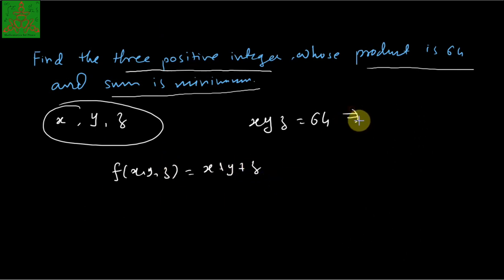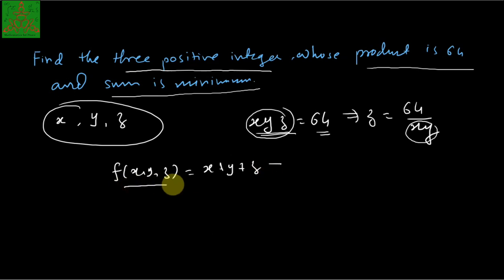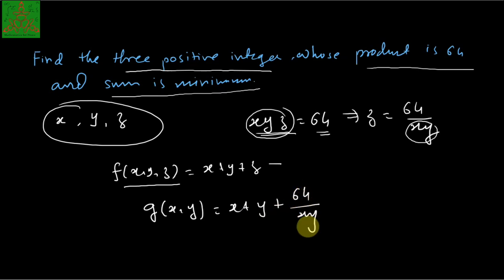Now due to xyz equal to 64, we'll have z equal to 64 by xy. Since these are positive integers, there is no chance that xy is 0, so all these numbers are non-zero and that's why we can divide. If I substitute this value here, the function is converted into a two-variable function. I denote the new function as g of x, y, which is x plus y plus 64 by xy, by putting the value of z as 64 by xy. Now the question is to calculate at which point this function gives the minimum value.